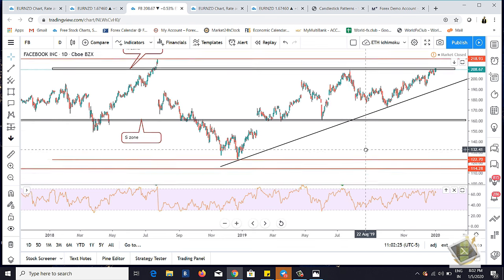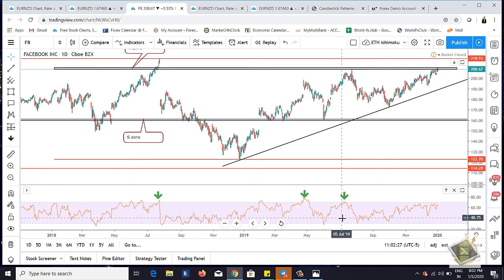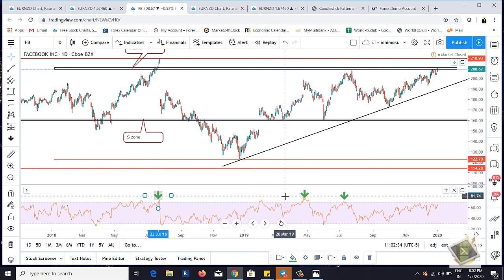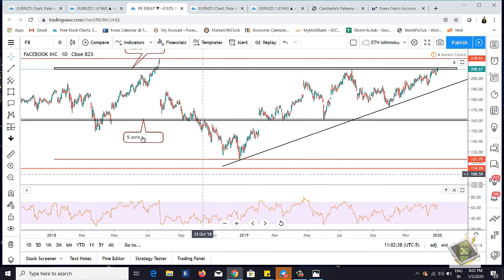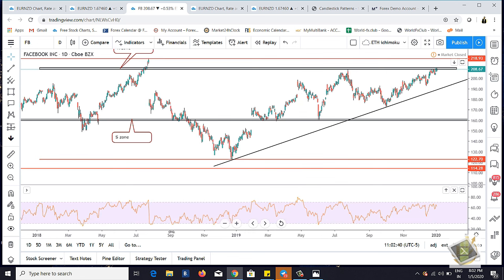This is one indicator that you can use, but do not just rely on a single indicator and try to enter long or short positions. So if you talk about this, this is a daily chart. I have zoomed in. This is a daily chart.